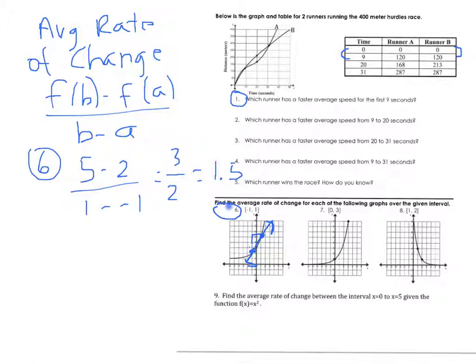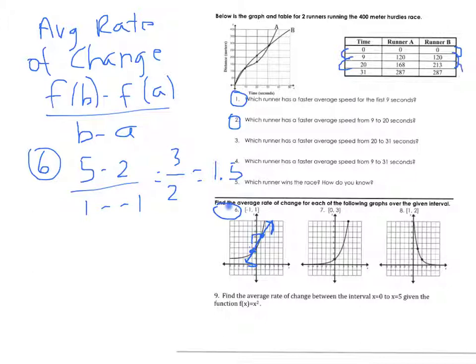When you get to number 2, you can actually see that runner B is going to have a higher rate of change from 9 to 20 seconds than runner A, because they are being divided by the same amount of seconds, 11 seconds within that interval, and 213 minus 120 is greater than 168 minus 120.